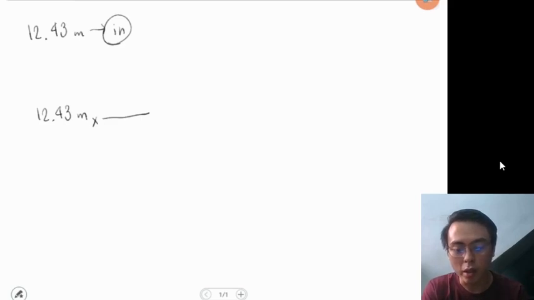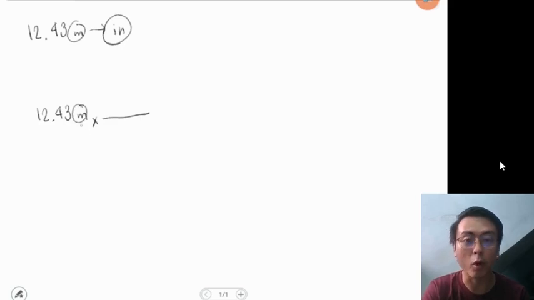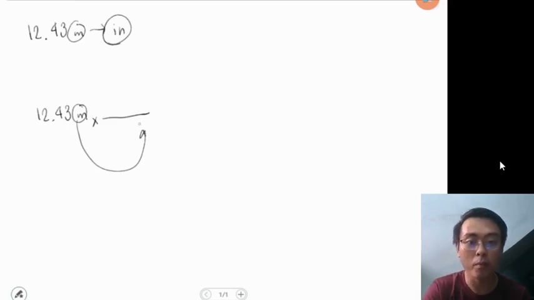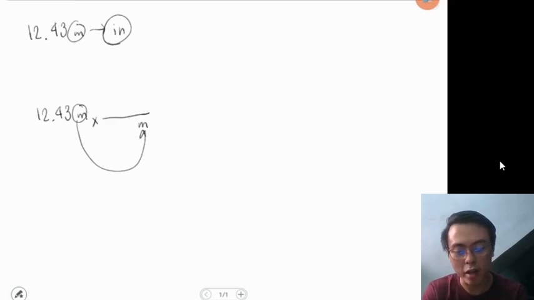But then the given unit, meters here, should be the first unit at the bottom of the factor. So since we are starting with 12.43 meters, you write the units at the bottom, meters, and you write the desired unit at the top, inches. Basically, we are asking how many inches are there in 1 meter, or how many meters are there in 1 inch. If you know the direct conversion, you may use it. But if you do not know the direct conversion, we can use several steps. So let's first try the direct method.